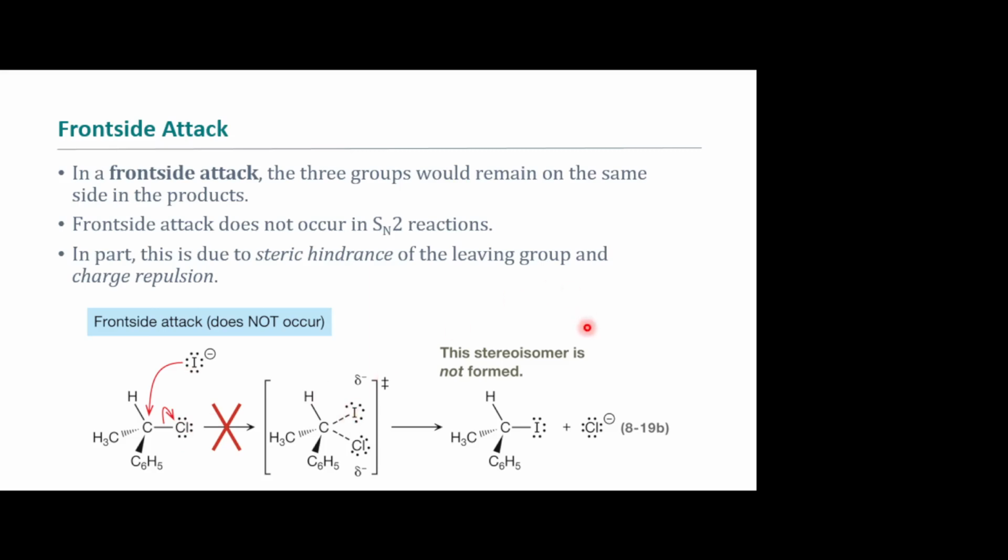Now, there's actually an even bigger reason for this, which is the fact that if we did an attack from here, the orbitals would not actually align. To align with the orbital, put electron density into the orbital here and cause that to leave, it has to attack the orbital right there, that opposite phase part of that orbital.